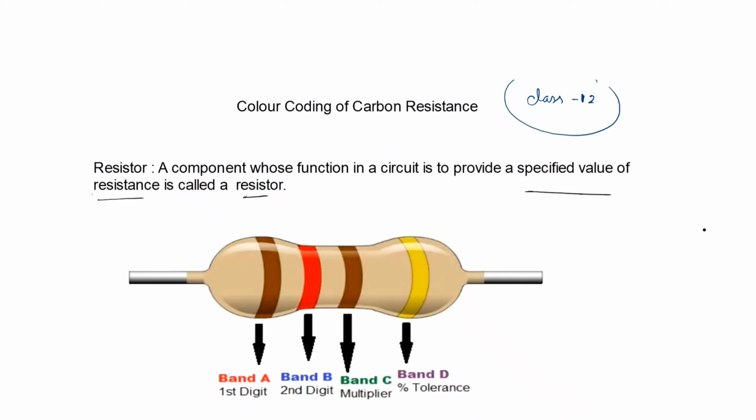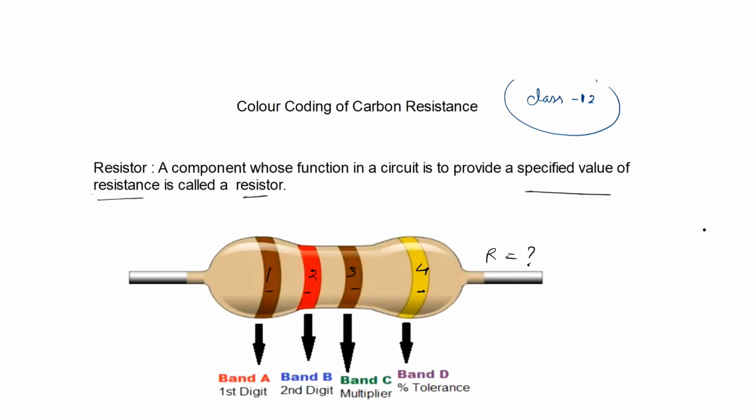Basically, you can see here the diagram of a resistor. It has four colored bands. The first band is this, the second is this, the third is this, and the fourth one is this. Here you can see the picture of what a typical resistor looks like. By viewing the color bands of this resistor, you need to determine the value of its resistance.